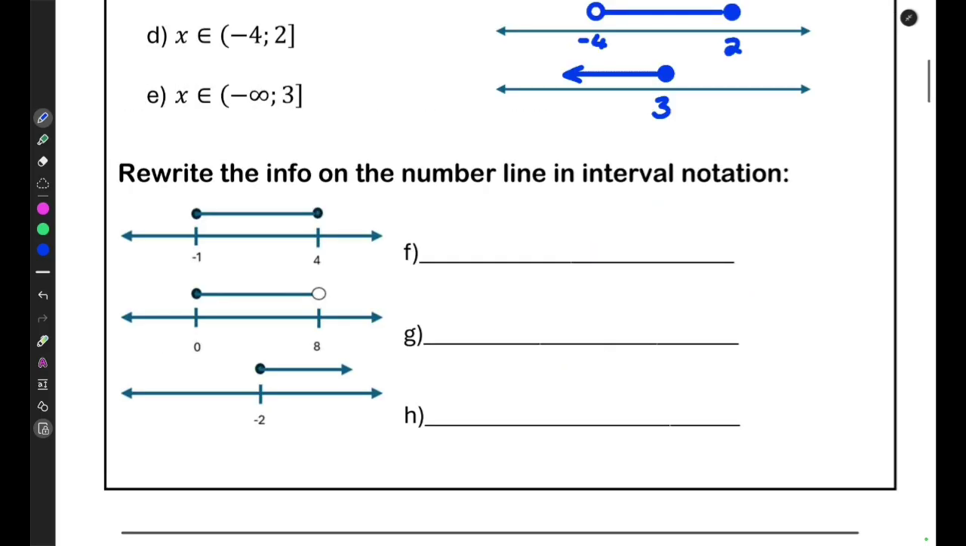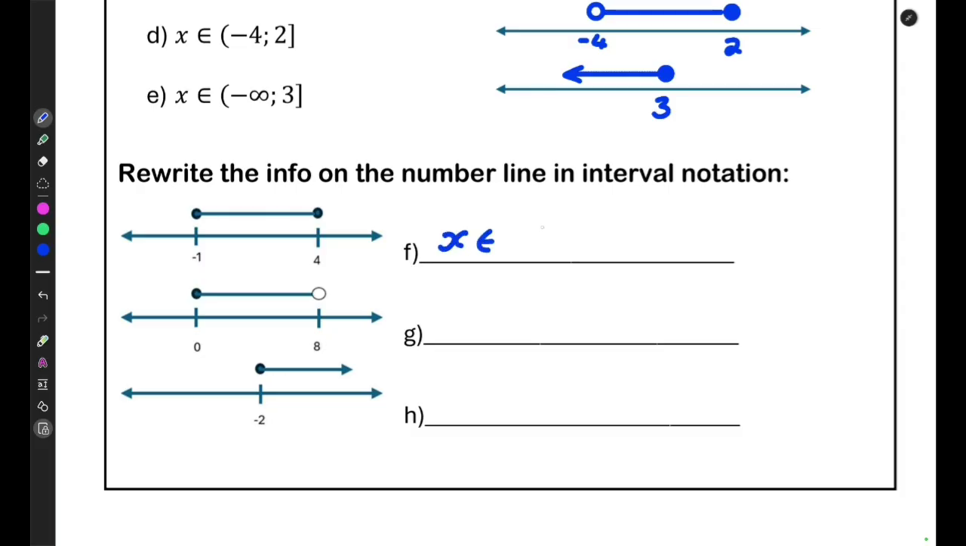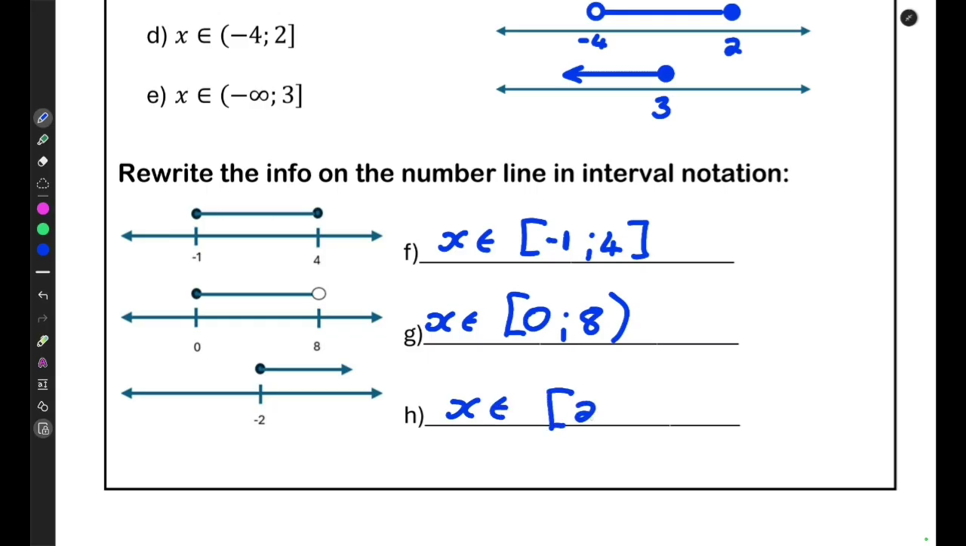Now they're flipping the question and they're saying, I'm giving you the number line, please do the interval notation. So remember, closed dots is block brackets, open circles, round brackets. So I know I'm going to say x is an element of block bracket -1, and then all the way till 4 block bracket. Question G. So now it's a 0 and an 8. I can see that. I know it's x is an element of. And now I'm going to do block bracket, round bracket. Question H, the last one. X is an element of block bracket 2, and then infinity, round bracket.